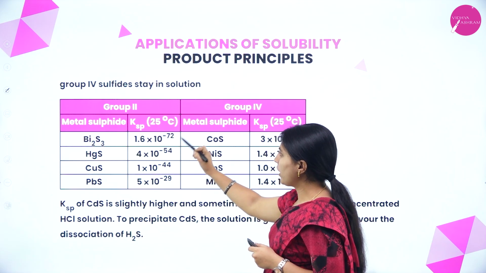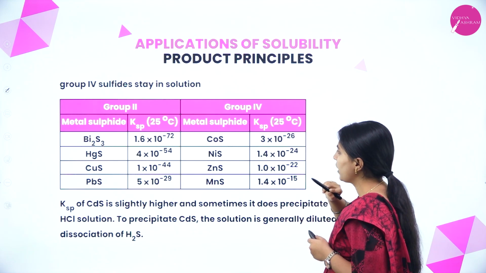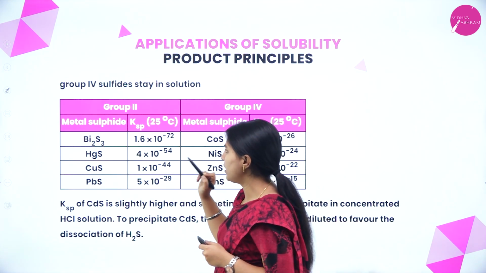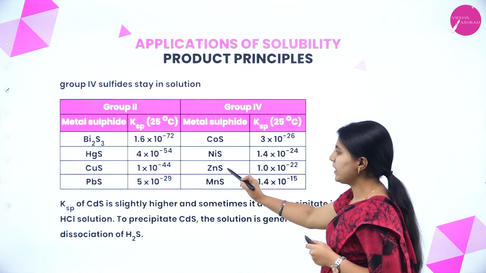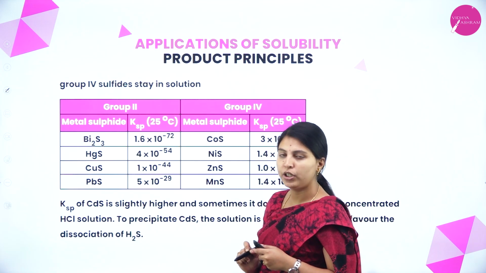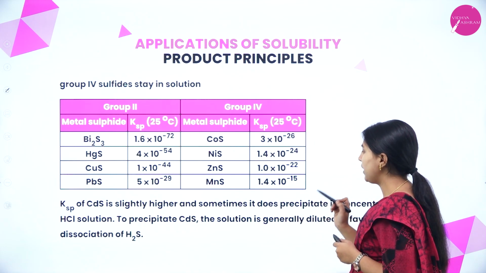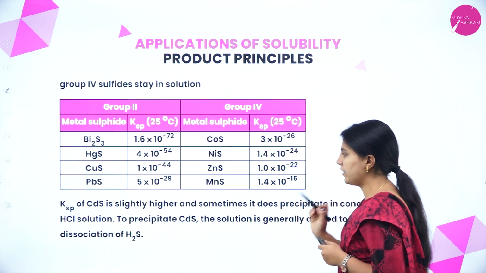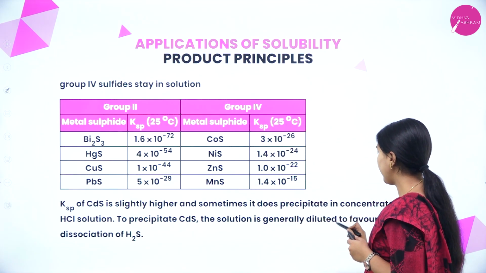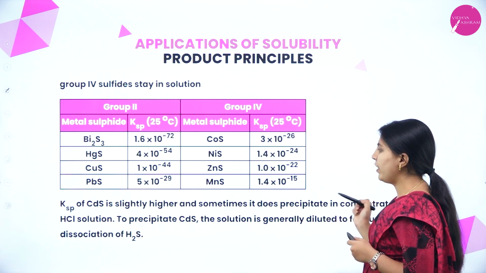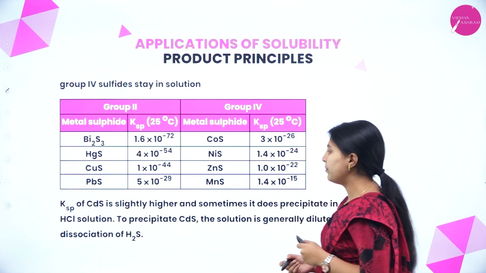Here is the solubility product at 25 degrees Celsius for group 2 metallic sulfides: bismuth, mercury, copper, lead; and for group 4: cobalt, nickel, zinc, manganese, with their solubility products. The solubility product of cadmium sulfide is slightly higher and sometimes it does not precipitate in concentrated HCl solution. To precipitate cadmium sulfide, the solution is generally diluted to favor the dissociation of H2S. After removing H2S, the cadmium sulfide will form.